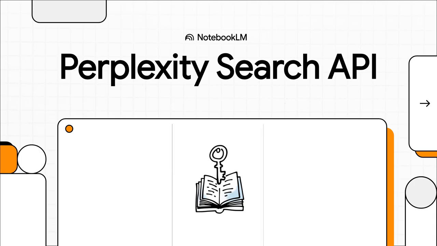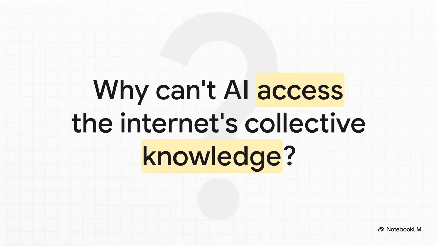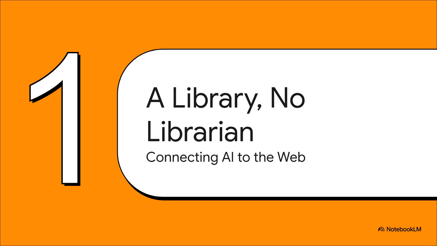So today, we're diving into a brand new tool that could seriously change how AI applications get their information from the internet. We're talking about the new Perplexity Search API. And that really brings up a huge question, doesn't it? We all think of the internet as this massive collective brain for all of humanity. So why has it been so incredibly hard for developers to build AIs that can actually tap into it and understand what they're reading?